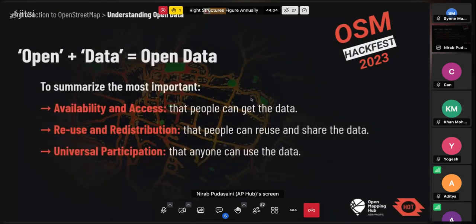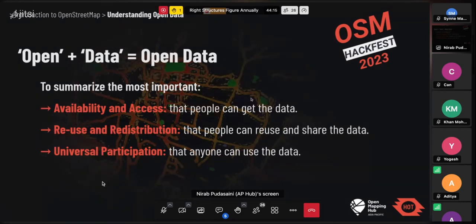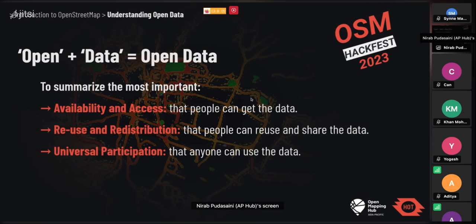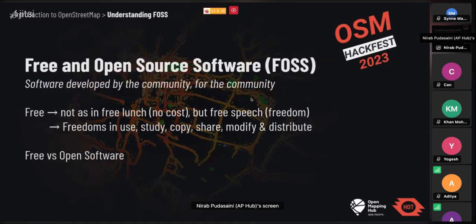When you combine open and data, then you get open data. It's about availability of data and access to data, reuse and redistribution of data, and how much people can participate in the uses of that data. Open data allows different things, like innovation, efficiency, and transparency. That is why open data is important.